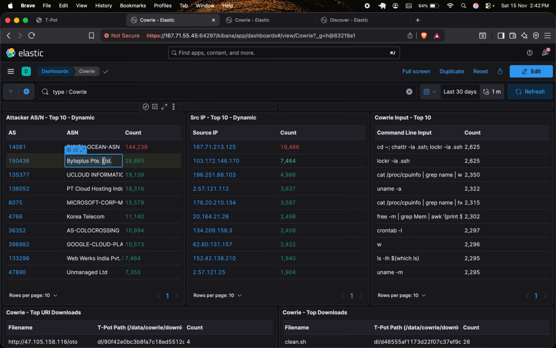So the major difference is that most of the attacks are coming from DigitalOcean, and DigitalOcean is one of the best platforms working in the field of cybersecurity to secure their network so that attackers don't use it.